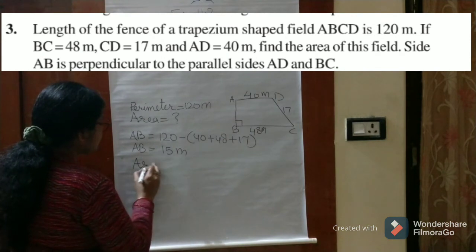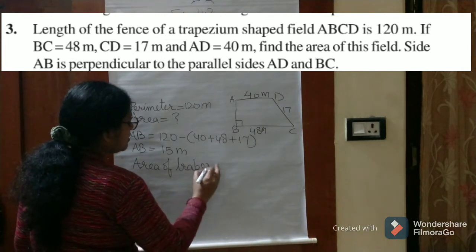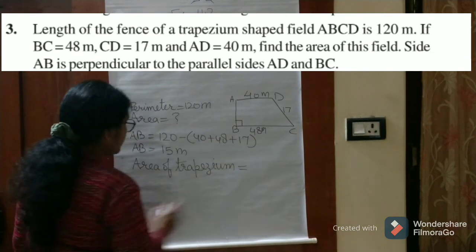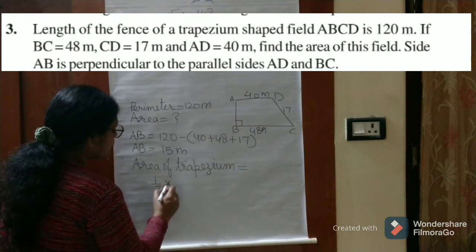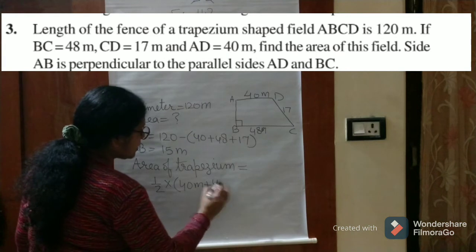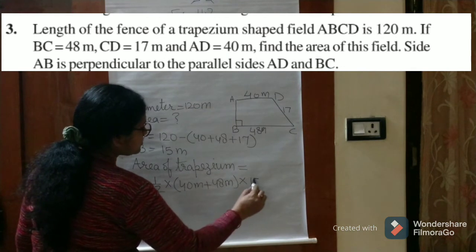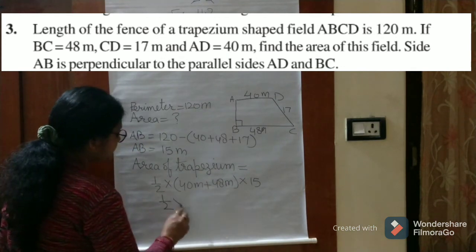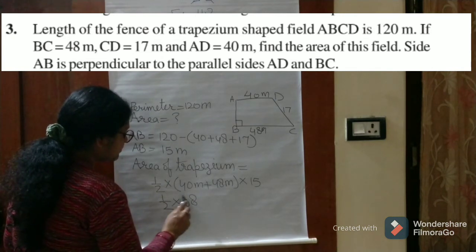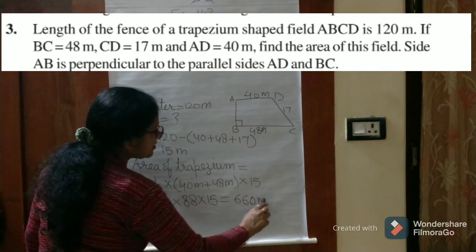Then area of the trapezium. You know the formula: half into sum of parallel sides into height. So half into sum of parallel sides means 40 meter plus 48 meter, and height is AB. So AB we have just found out is 15. Calculate, sorry, 88 into 15, that will be 660 meter square.